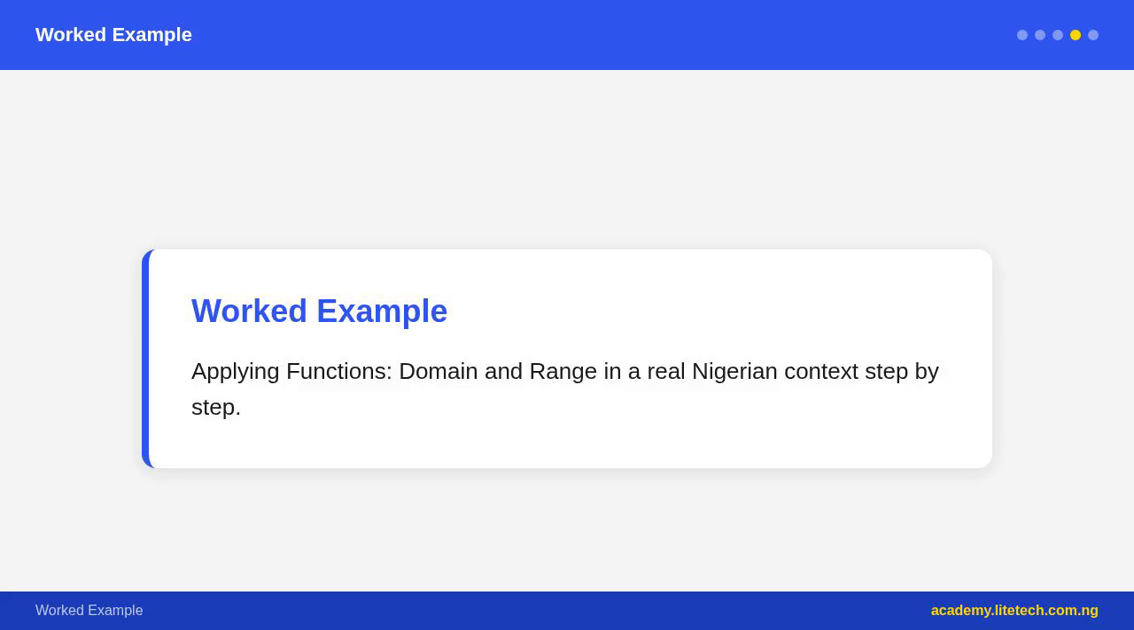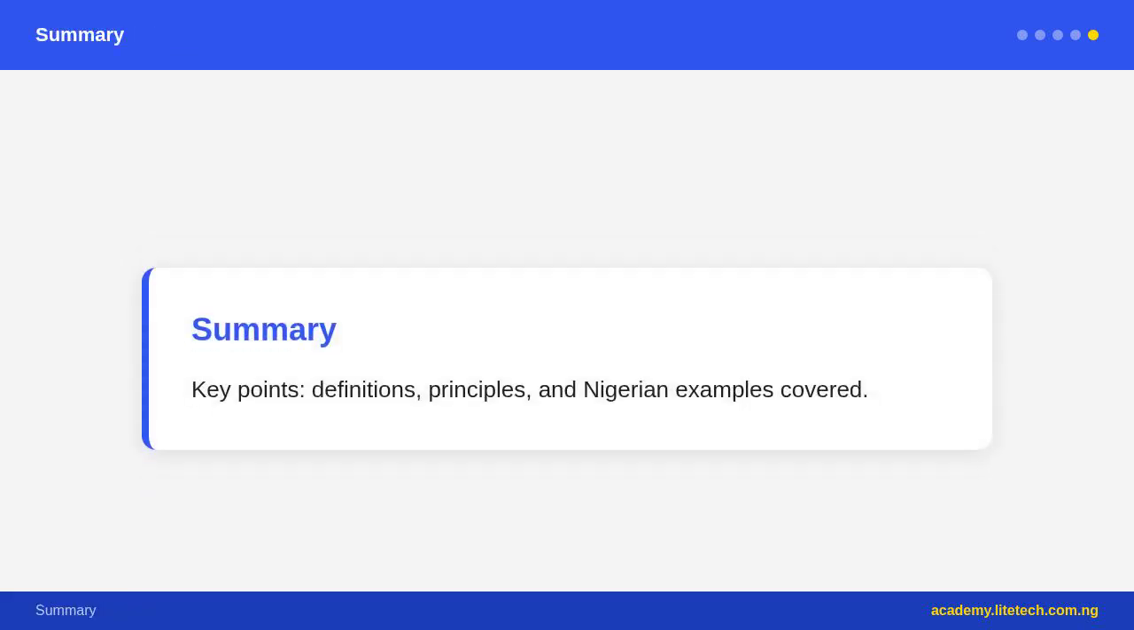Note that f(g(x)) and g(f(x)) are generally different. Composition is not commutative. The domain of a composite function f(g(x)) consists of all x values in the domain of g such that g(x) is in the domain of f.